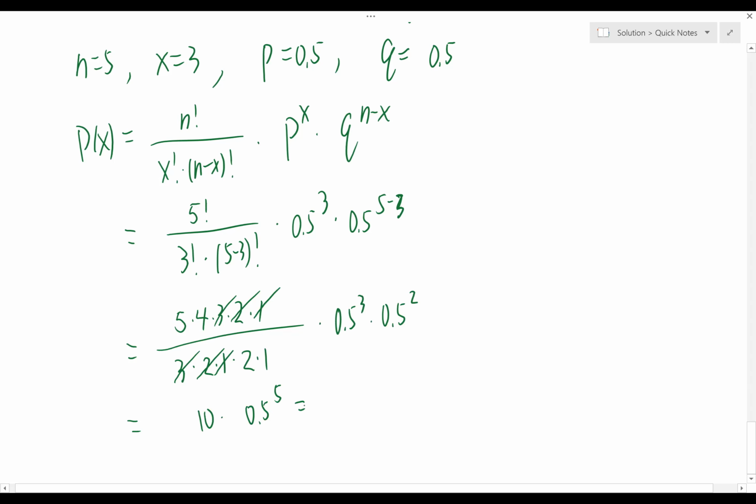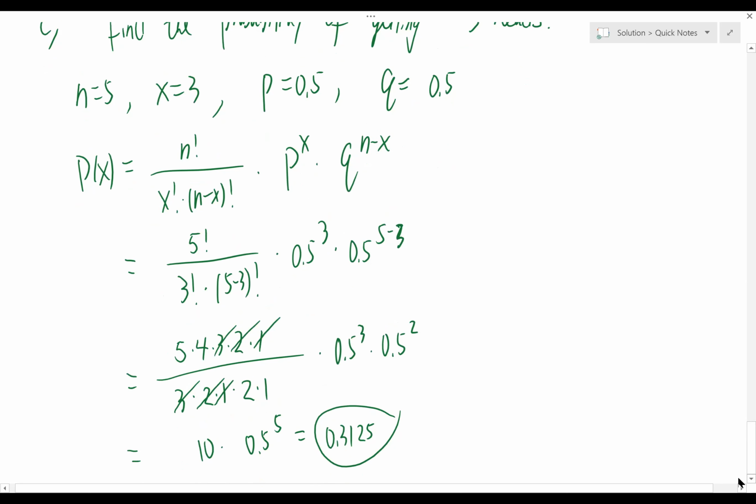And let's get the result. It should be the double of the previous one. So 10 times 0.5 to the fifth. It's 0.3125. This one actually has the highest probability, right? 0.3125 among all those different outcomes.